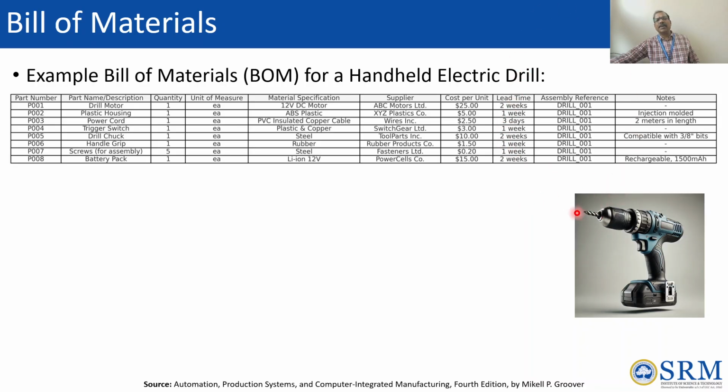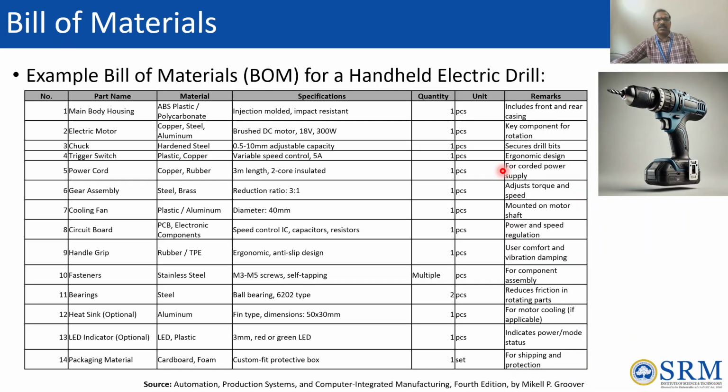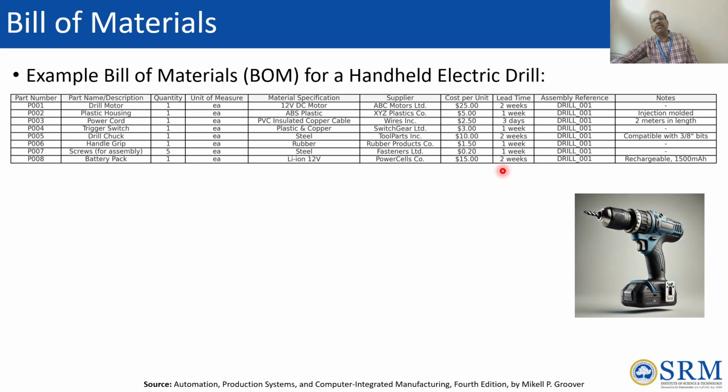So what is the purpose? All these components are used for the particular handheld electrical drilling machine. This is the assembly reference they have given, and some notes are also given. Lead time is very, very important. Comparing with the previous table, here the supplier name is also there, the cost is also there, and the lead time. Lead time gives us an idea about how long it takes for us to receive those components.